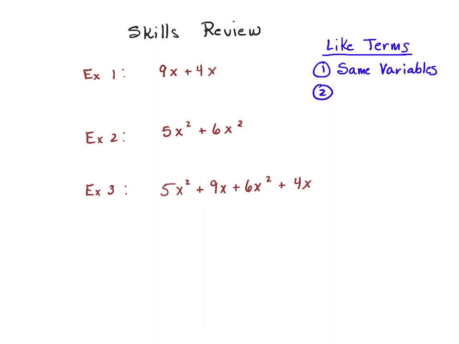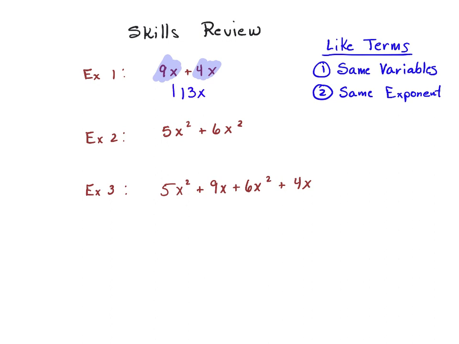And those variables have to be raised to the same exponent. So that same power. So if we look at this first example here, this is a 9x, that's x to the first power. Say 4 times x, that's x to the first power. So it's kind of like counting up how many x's you have. It's exactly like that, in fact. I have 9 x's, but I'm going to add 4 more x's on, so how many do I end up with? Well, I end up with a total of 13 x's.